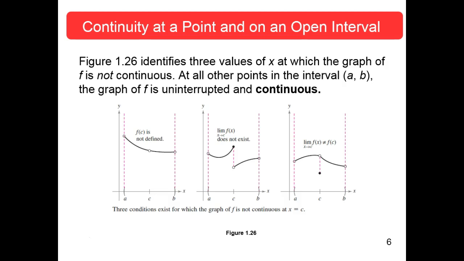Now, this figure identifies three values of x at which the graph is not continuous. At all other points in the interval a to b, and what kind of interval is that? There's two kinds. No, that's not closed. Closed would have brackets on them. Open has parentheses. So that's an open interval. Okay? On the interval a to b, the graph of f is uninterrupted. At all other points it is uninterrupted and continuous.